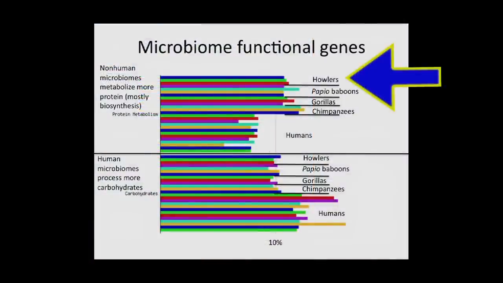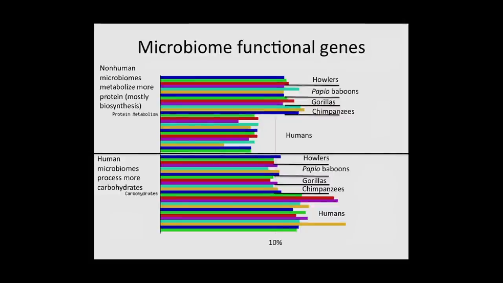What we're saying here is that this blue howler monkey, each bar is an individual animal. The blue howler monkey is conducting probably a little more than 10%, maybe 11% of the genes that we can pull out of the microbiome are dedicated to protein metabolism. When we drill down into this, what we find is that most of that is protein biosynthesis. So what we're saying is that over 10% of the genes in the microbes from non-human primates are devoted towards manufacturing protein. As you can see in humans down here, it looks like less than 10% of the total genome from the microbes is involved in protein biosynthesis. So we think there's a difference between non-human and human primates in terms of actually making proteins.